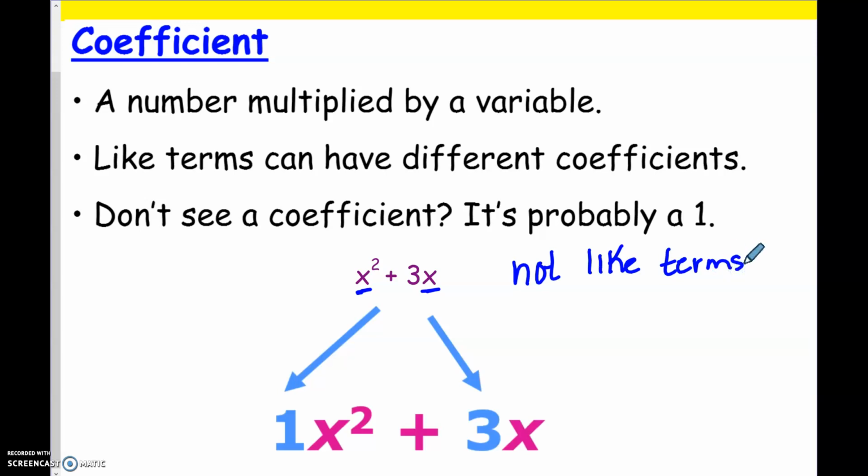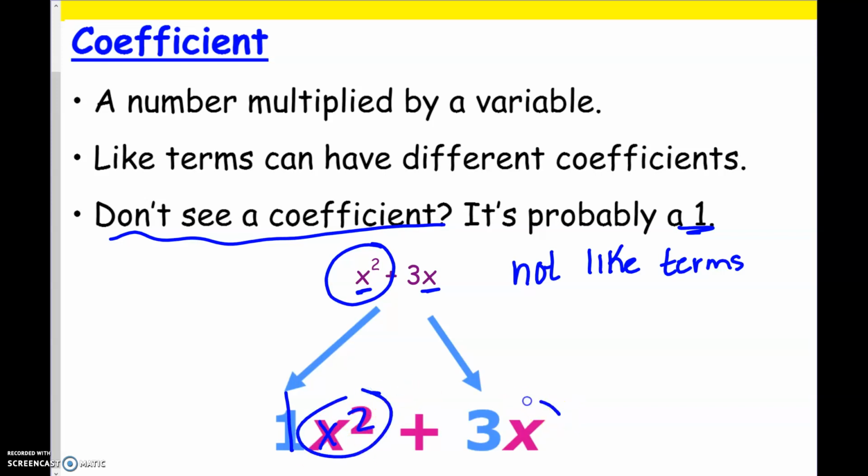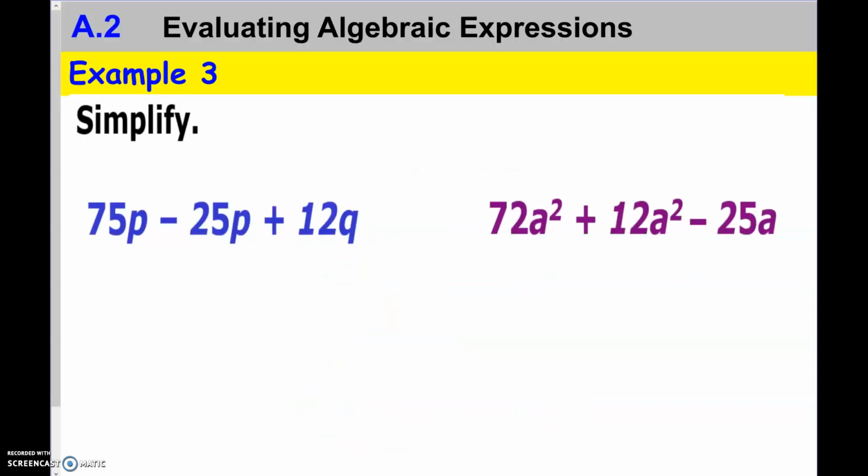Now, talking about a coefficient, so if you don't see a coefficient, so look at this x squared. Do they have the number in front? They don't, so it's probably a 1. They mean 1x squared. And now because these pink terms are different, this does not have the exponent of a 2 up here. They are not like terms, so we cannot combine these. All right, let's practice a couple different combining like terms.